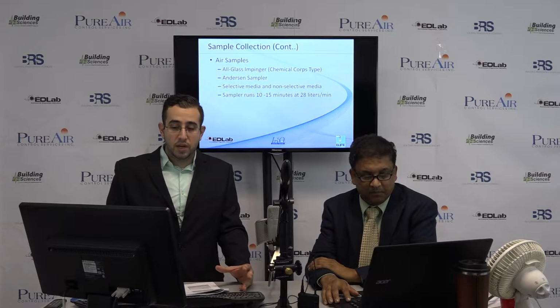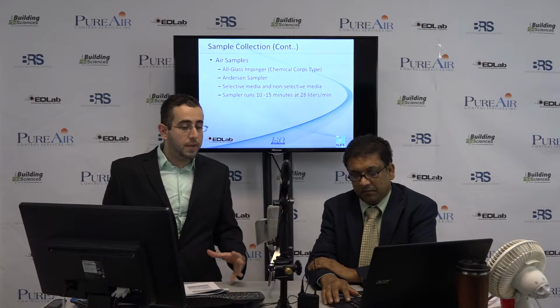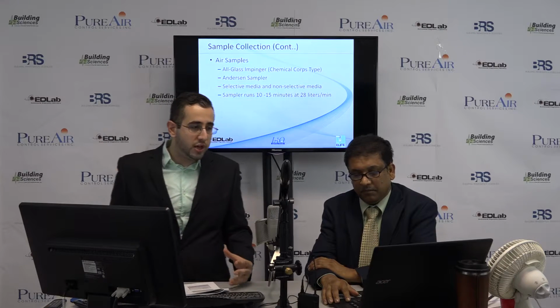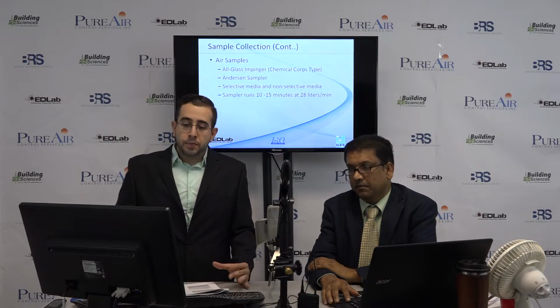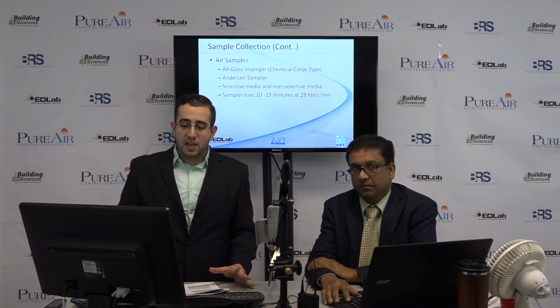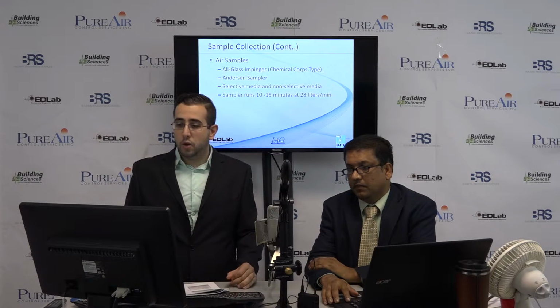Typically you want to use selective media when it comes to Legionella, because it will help to inhibit other bacteria. It will help to find the Legionella or to detect it without interference from other bacteria. And when you do an air sample, you do want to run it for about 10-15 minutes at about 28 liters per minute. That will help to try and get a better reading when it comes to detecting the Legionella.